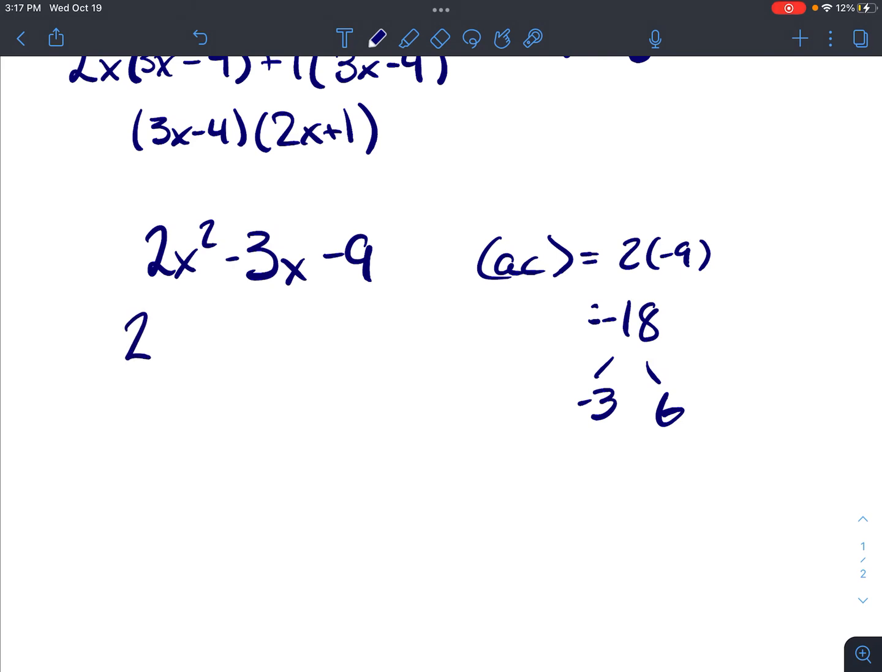Go back. Plug them in. So negative 3, oh, excuse me. We want them to equal negative 18. Okay. I was going to say, so negative 6. My fault. So positive 3, 2x squared plus 3x minus 6x minus 9. We group them up.